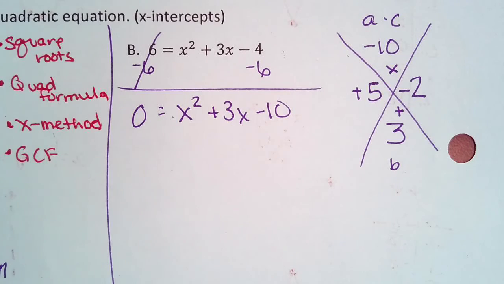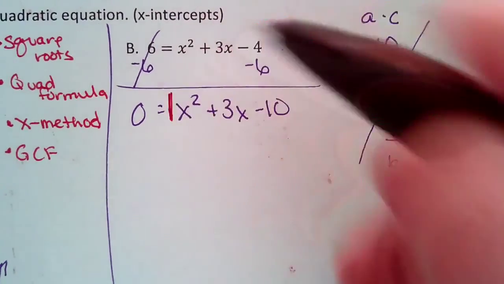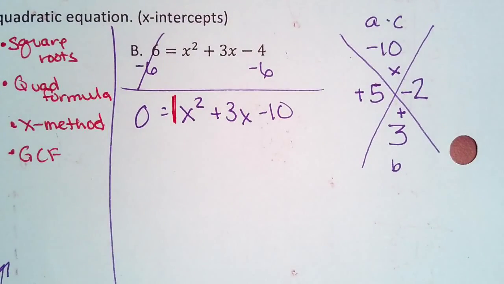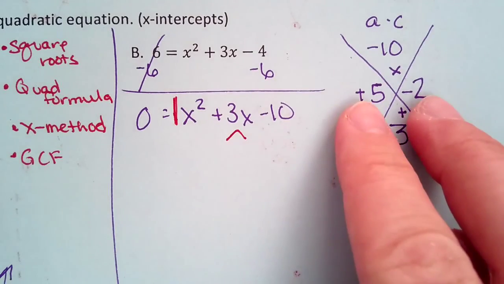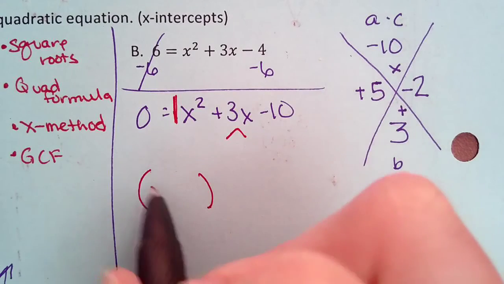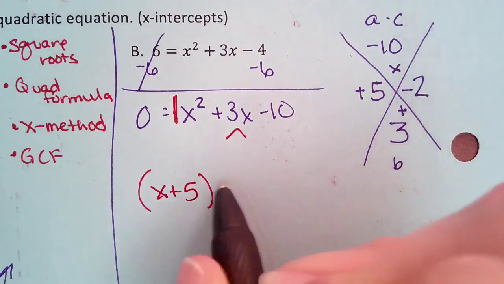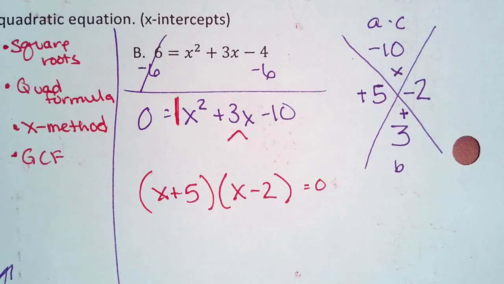Can I use my shortcut? Yes, because my first term is 1. Would you guys like to see me do it all the way out or use the shortcut? Shortcut. Okay. If I did it all the way out, then I would split the b term with those two factors, but we'll do our shortcut. So it's positive 5, so x plus 5. Negative 2, so x minus 2. All this is set equal to 0.